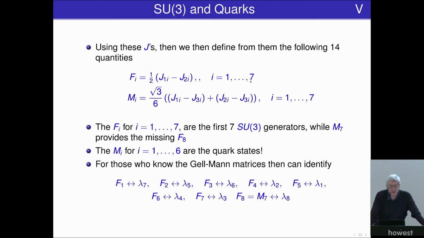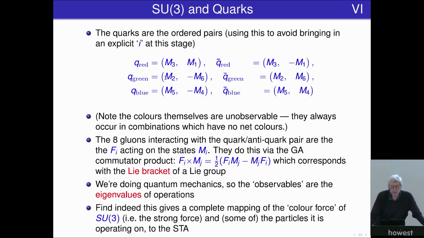And it turns out that the first 7 here are SU3 generators, and M7, the last one of those, is the missing 8th generator. And the M_i for i from 1 to 6 are the quark states. And you can immediately identify these things with the Gell-Mann matrices, which people use to do the SU3, and you can put the others together to get the quarks in this form here. The red, green, and blue quarks are these pairs of quantities here. You have M3, M1, and then the antiparticle is M3 and minus M1.